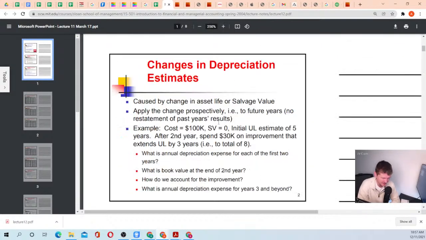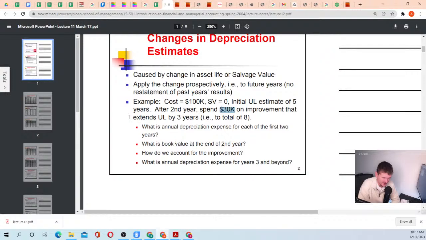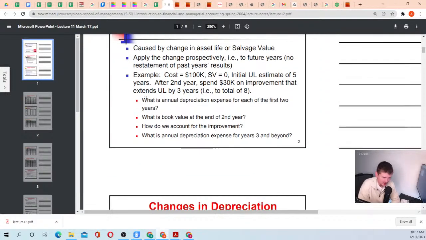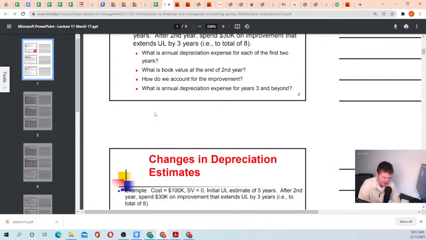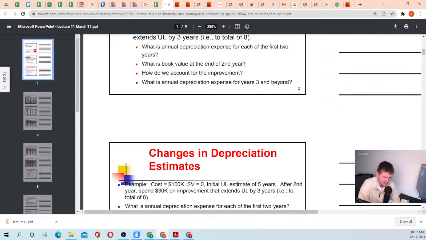Let me add some size here. Cost of asset 100k, salvage value 0, initial useful life estimate 5 years. After the second year we spent 30,000 on improvement, and that extends useful life by 3 years. And we have questions: what is the annual depreciation expense for each of the first 2 years? What is book value at the end of the second year? How do we account for the improvement? What is annual depreciation expense for years 3 and beyond?